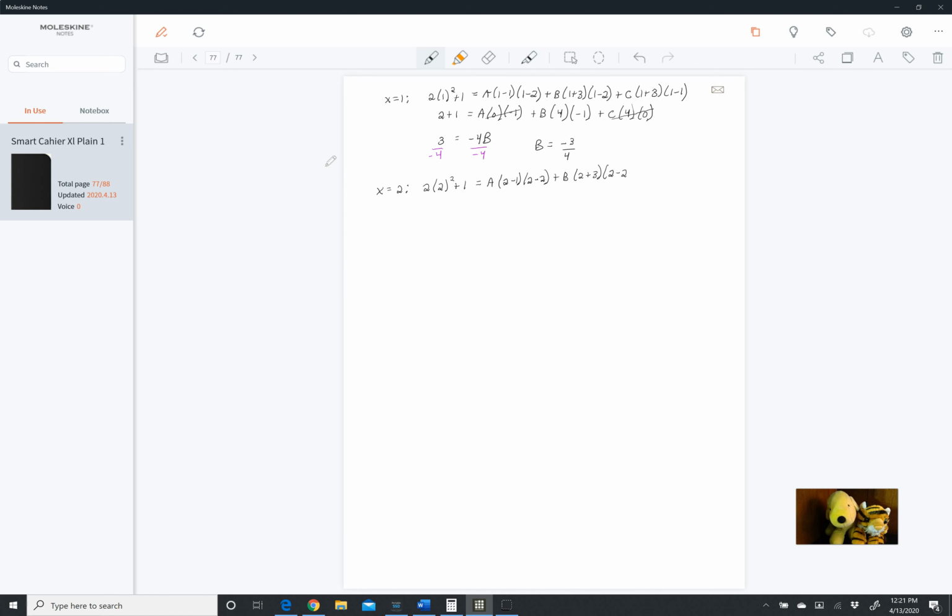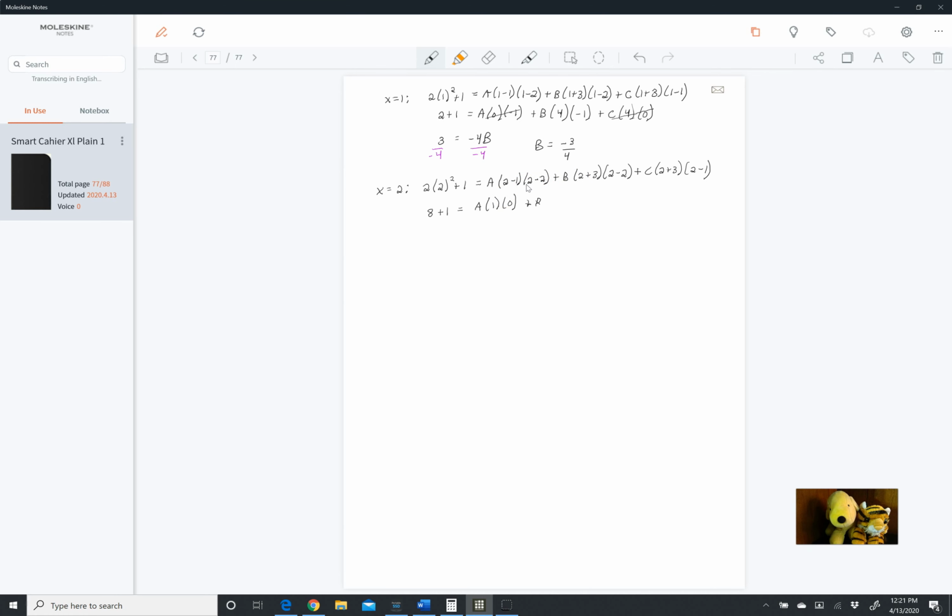Times 2 minus 2 plus c times 2 plus 3 times 2 minus 1. So 2 squared is 4. So 2 squared times 2 is 8. So we have a plus 1 here equals a times 1 times 0. Again, you don't have to do this calculation because you already know that you're canceling out the a. But you should always double check that you're going to wind up with the 0.